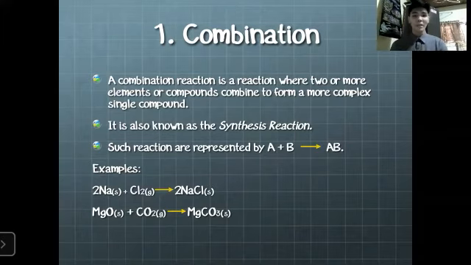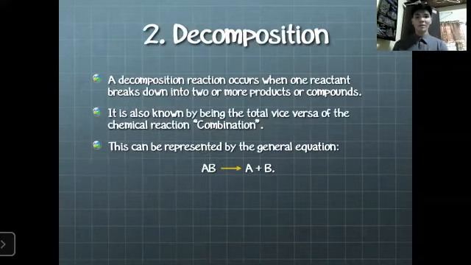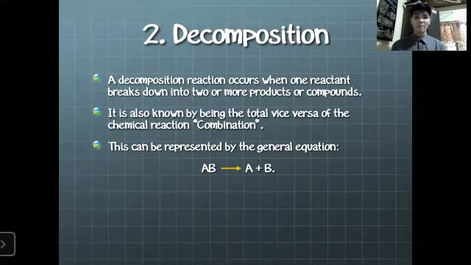So the next one, decomposition. A decomposition reaction occurs when one reactant breaks down into two or more products or compounds. It is the total vice versa of the combination reaction, because its general form is AB yields A plus B. It breaks them apart. It separates them because we are decomposing.